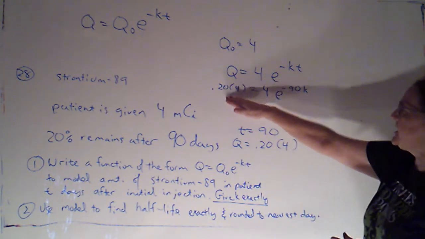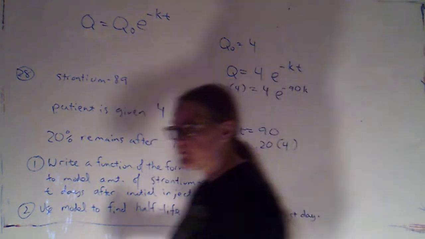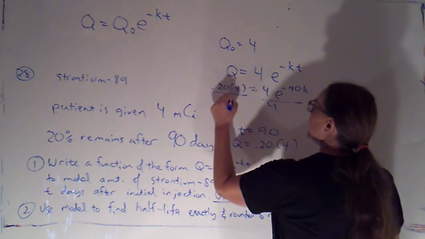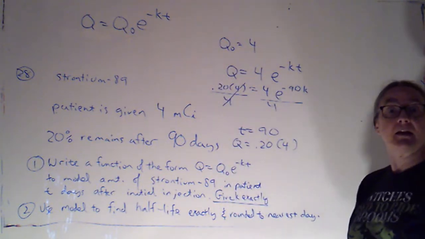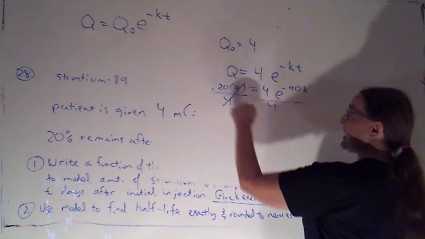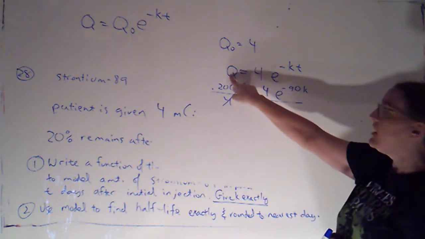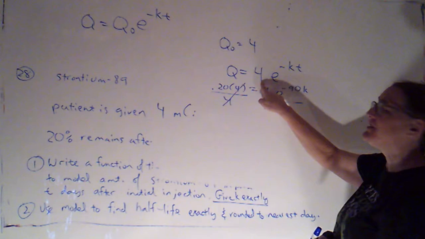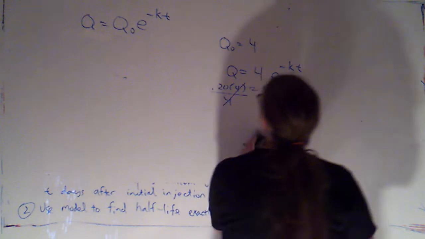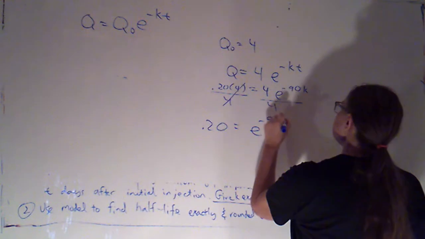The reason I'm choosing to write it that way is because I know I'm going to want to isolate this exponential expression, so I'm going to want to divide by 4. And when I do that, I'm left with that 0.20 corresponding to that 20%. So it's always going to be that the ratio that I get when I isolate the exponential expression, what's on the left, is the ratio of the quantity I have at that time divided by the initial quantity.